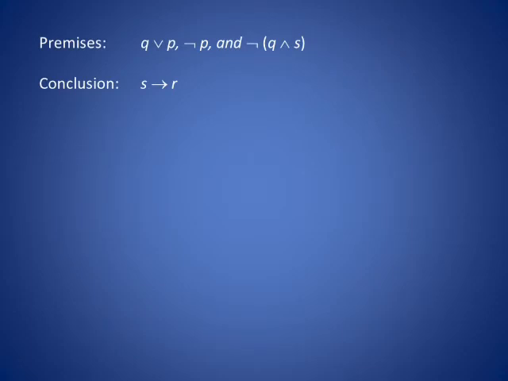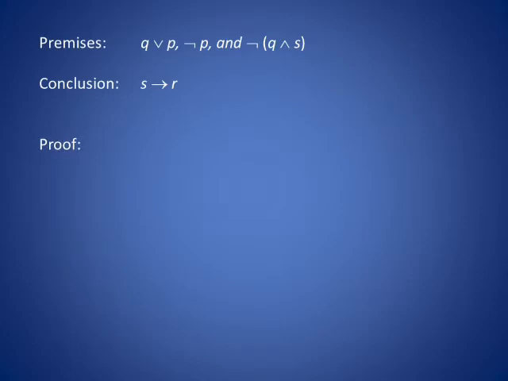The premises that we will be considering in this problem are Q or P, together with not P, and the negation of the conjunction of Q and S. The conclusion we seek is S implies R. How should we construct a proof of this?